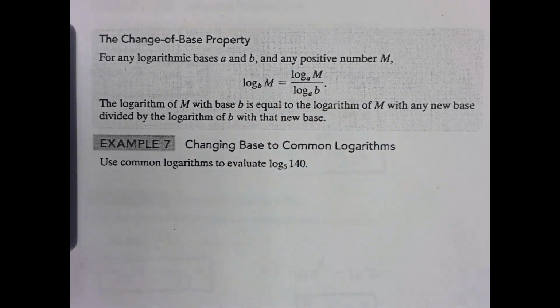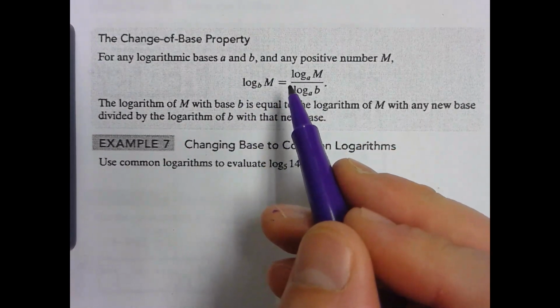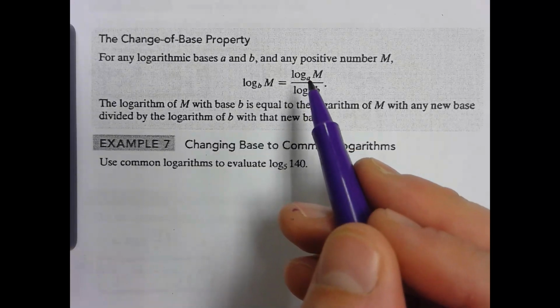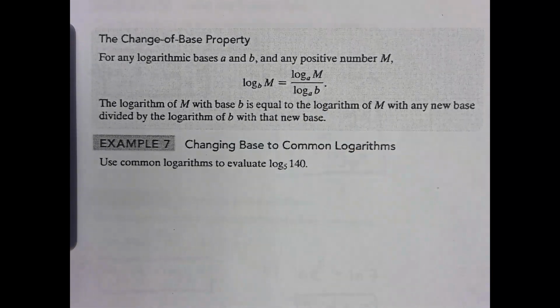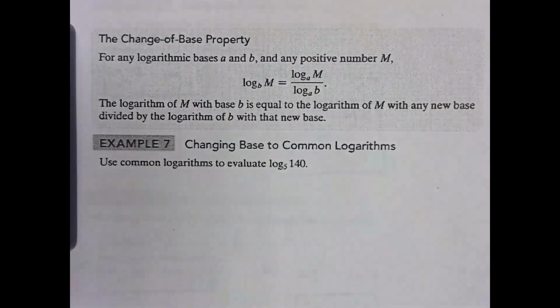This also has some helpful uses. We're going to see this again when we actually start to solve log equations. So there's more than one use. So basically this is saying if we have log base b of m, we can change it to be log base a, where a is any value that we want it to be. It can be any base. So log base a of m divided by log base a of b.